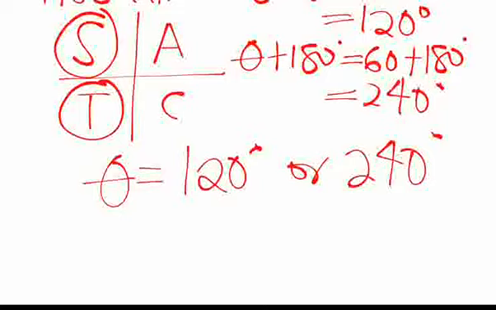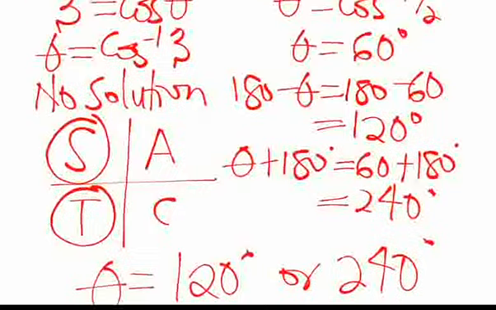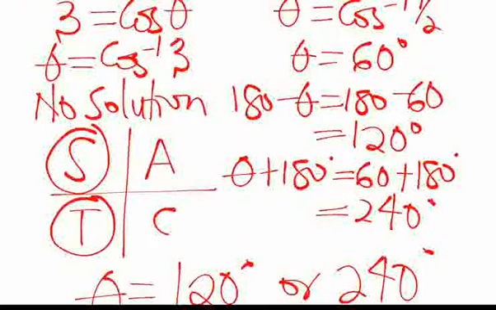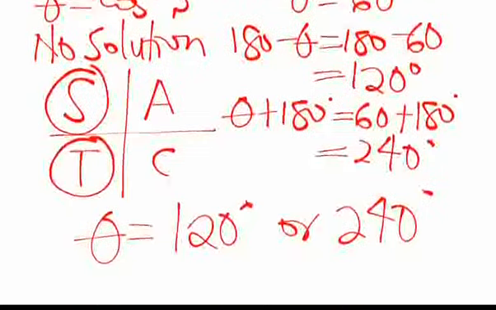You press the value for cos 120 from the calculator. The value for cos 120 will give you the minus half. Similarly, the value for cos 240 will also give you the minus half. So the solution to the question is theta equals 120 degrees or 240 degrees.